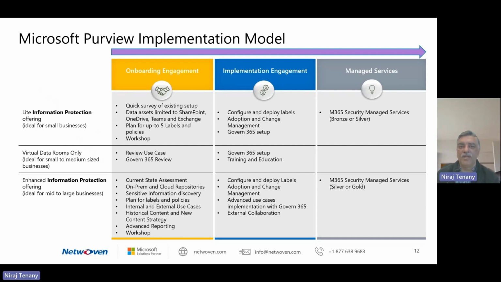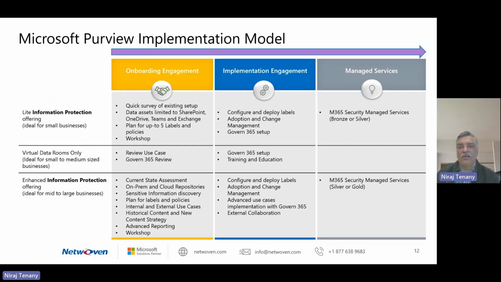Whether you're a large company or a small company, you can take advantage of this in various shapes and forms. The onboarding engagement is a quick survey of your existing setup, your data assets, your systems, what you want to protect. You plan for some labels, and then create a workshop to educate everyone and really go all out on the Microsoft Purview journey. If you're a larger organization, you do the same things, but with more rigor, and your number of systems and users are larger, so it takes a bit more time.